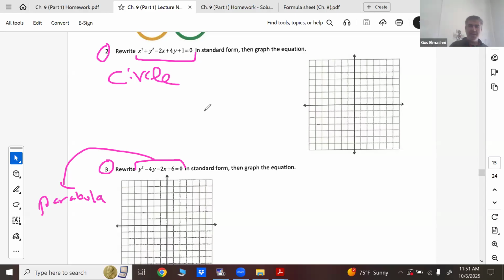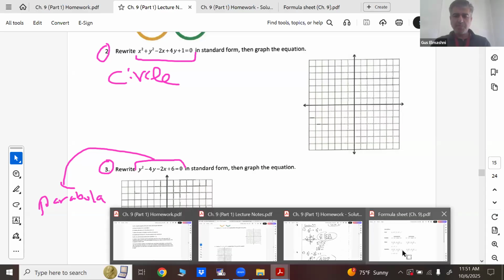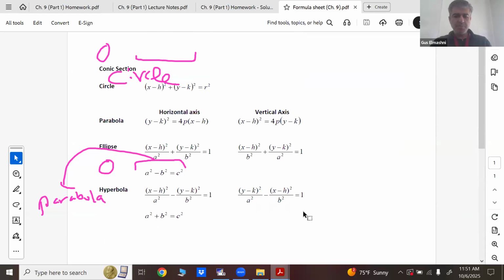Let's do it. Actually, you know what? While I'm at it, let me print the formula sheet for you guys, so you have it as a reference. Let me do it right now. I think that'd be a good idea. We'll be right back.